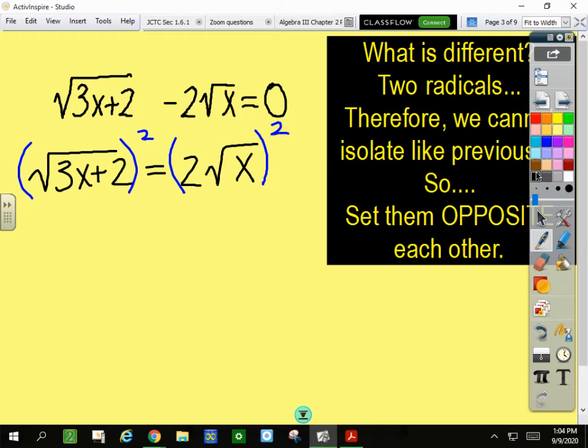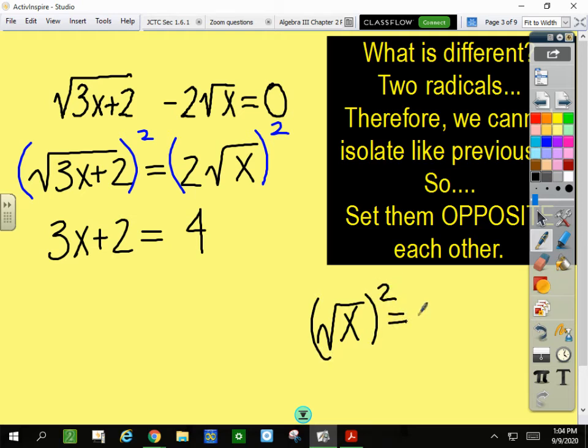On the left side, the radical and the square cancel out, and we have remaining only what was underneath. On the right side, that 2 right here is a whole number. So that 2 has to get squared. So we're going to have a whole number of 4. And then the square root of x squared cancels out, and we just have x. So the right side is 4x.